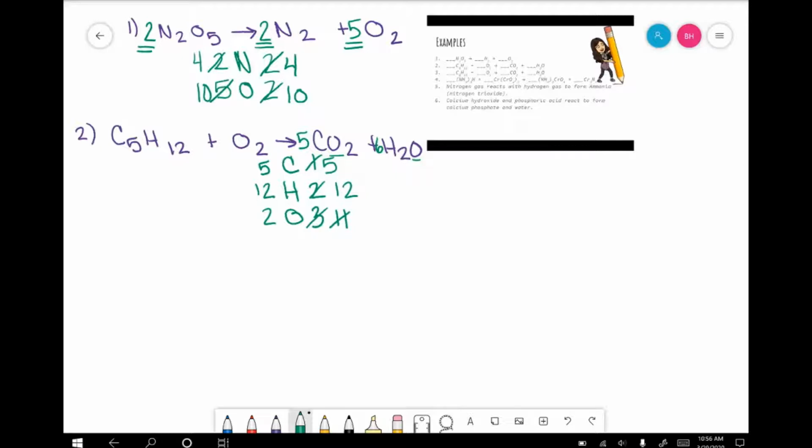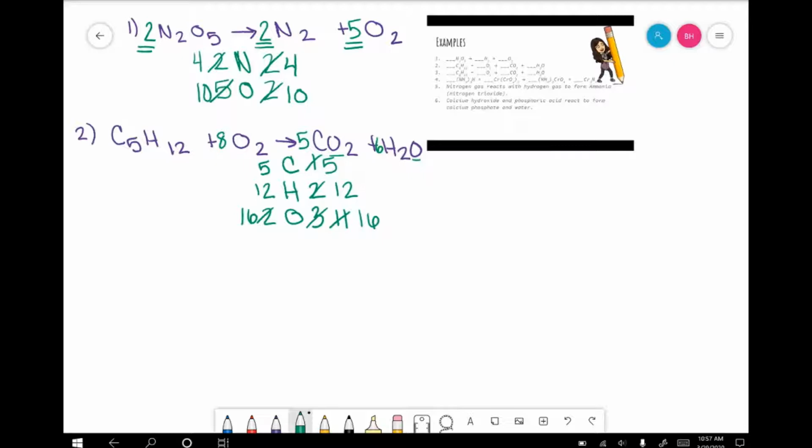So I still have 10 in my carbon dioxide plus 6 in water, so now I have 16. So in order to balance out my oxygen now on my reactant side, I'm going to go ahead and put an 8 in front of here, and that gives me 16. So you see that we have the same amount on each side.